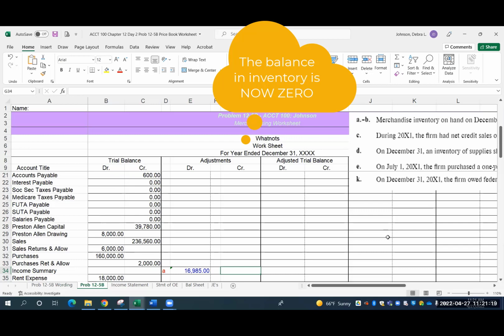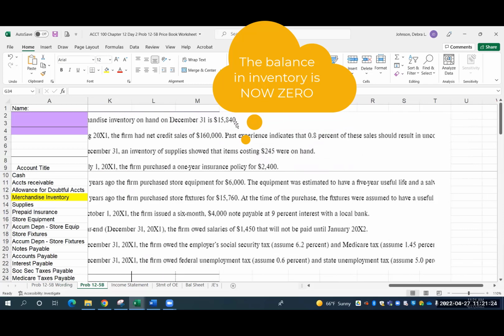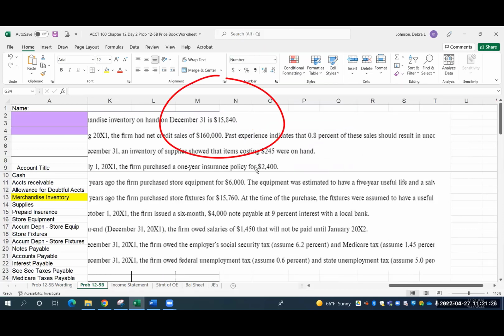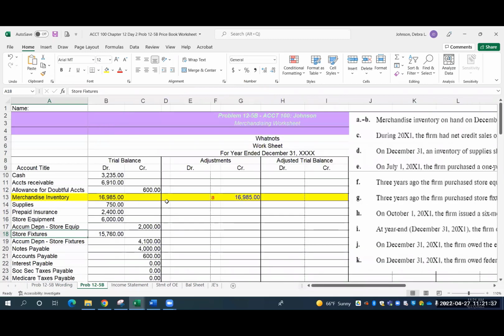And so now we've got to put the new back in. Well, the author said the new inventory was 15,840. Okay, you guys have it in the 12/5 tab here. You guys all have this. So let me go put that back in. 15,840. I'm going to go back to this yellow line. This is part B.